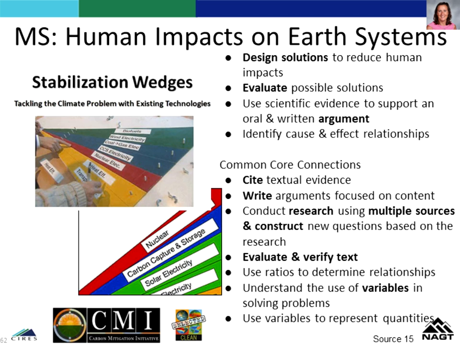So the students choose between the different strategies. As you can see, some of them there: nuclear, carbon capture and storage, solar electricity. They choose which of the strategies they would like to add to this game, and then they justify and support their choices as the game goes forward. And you can see that by adding more and more of these wedges, it's a really great visual for students to be able to see how their own behavior choices have an impact on our systems.